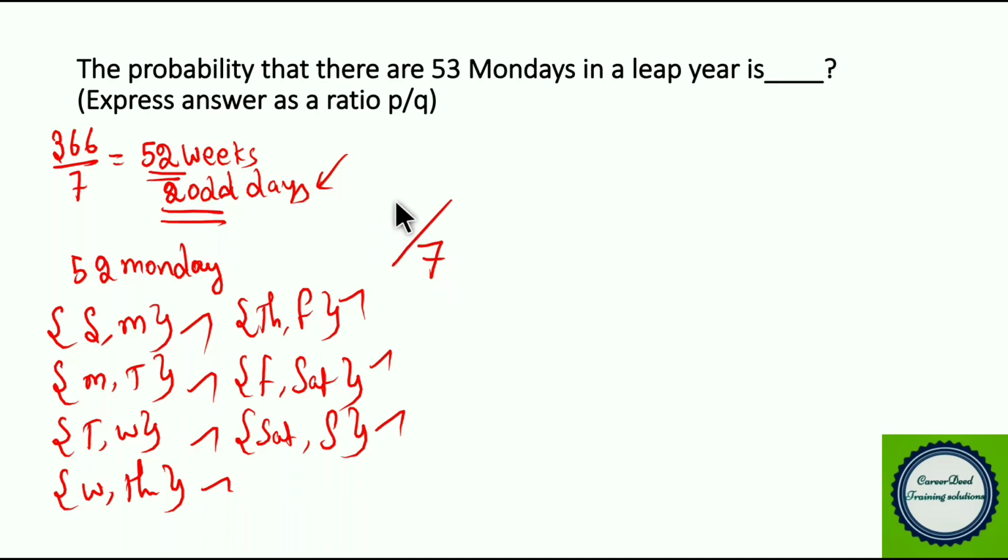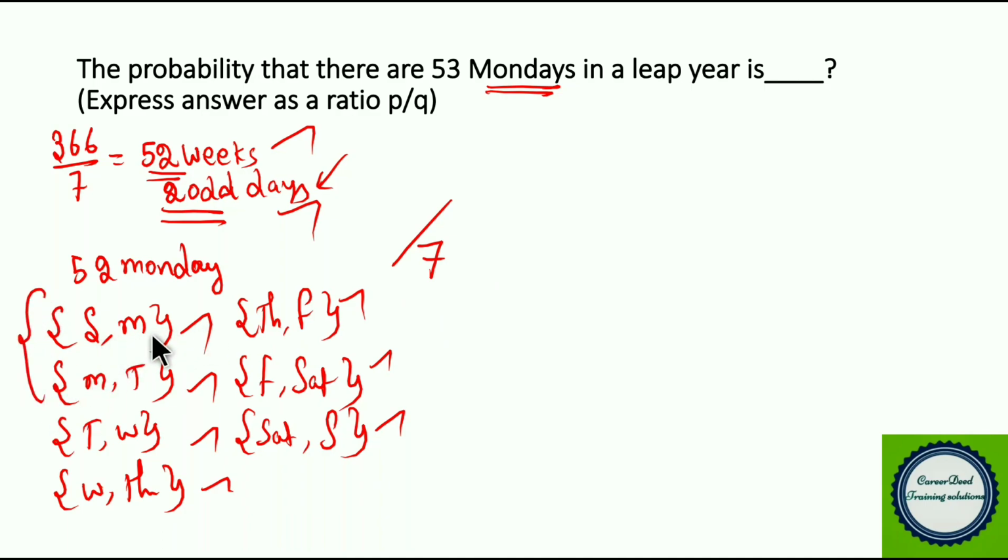Out of that, our question is to find the probability that there are 53 Mondays. So you don't need to worry about these 52 weeks. Definitely you have 52 Mondays in these 52 weeks. So you have to focus only on these two odd days. In these 2 odd days, out of 7 options, we have only 2 options where Monday falls.